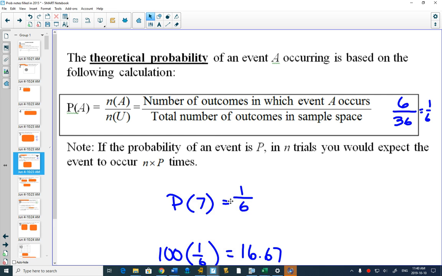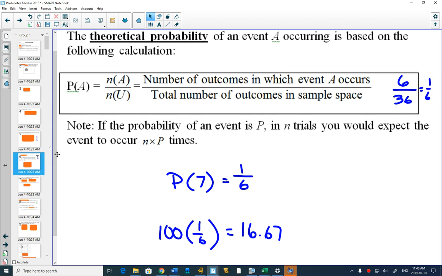So here's our probability of a 7. And if the probability of an event is p, if you do a number of trials n, you would expect the event to occur n times p times. So here's our probability of rolling a 7, 1 out of 6. If you did it 100 times, you would expect to get a 7 16.67 times. Well, that can't actually happen, right? But you would expect it to happen around 17 times. That doesn't mean if you do it 100 times, you will get exactly 17 times.